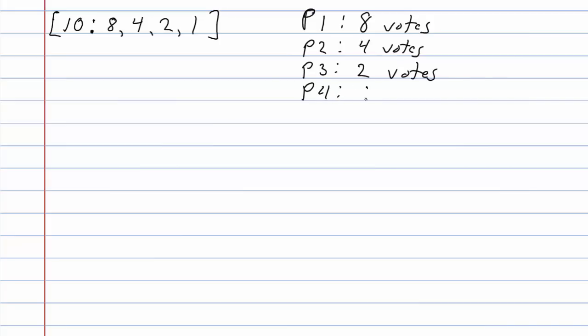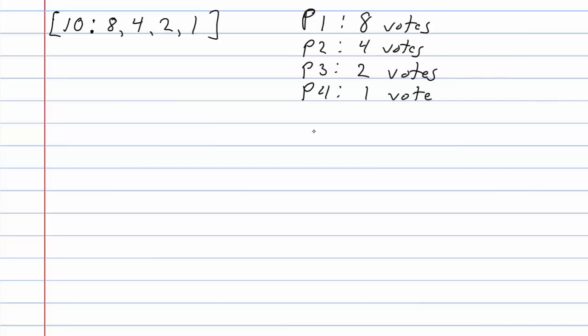In this video, we're going to go through an in-depth example of calculating the Banzhaf power indices for this given weighted voting system. In this weighted voting system, we see that there are four players: Player 1, Player 2, Player 3, and Player 4, where Player 1 has 8 votes, Player 2 has 4 votes, Player 3 has 2 votes, and Player 4 has 1 vote.